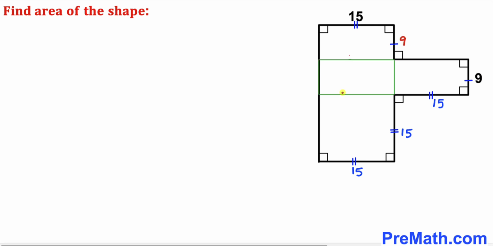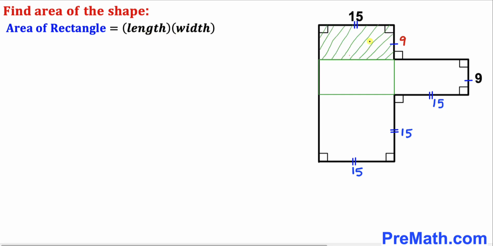And here's our next step. In order to make our job easier, I have subdivided this shape into 4 rectangles, as you can see in this diagram, by drawing these auxiliary lines. And now let's recall the area of a rectangle formula. Area equals length times width. Now let's focus on this rectangle. Our length is 15 and our width is 9 units. So therefore let's go ahead and multiply them.